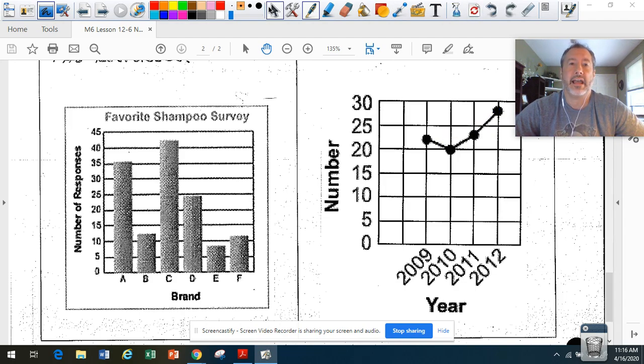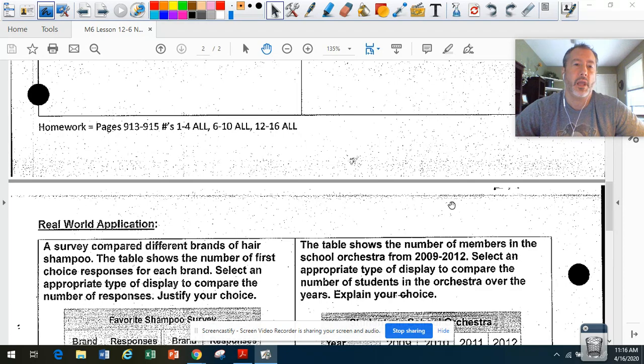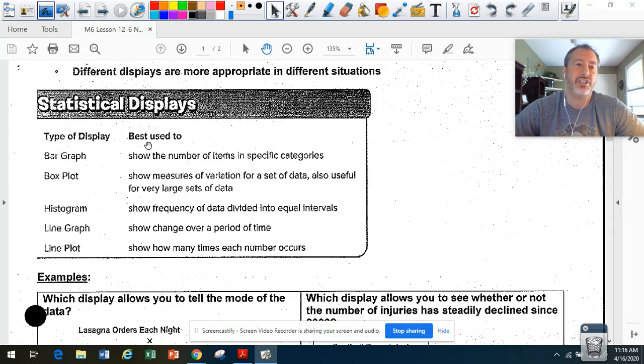So guys, other than that, it's pretty basic information. Make sure you understand these different types of statistical displays. If you have any questions or concerns, please rewatch the video here. Make sure you understand the information. If you're still struggling, shoot me an email and I'll help clear some things up for you.